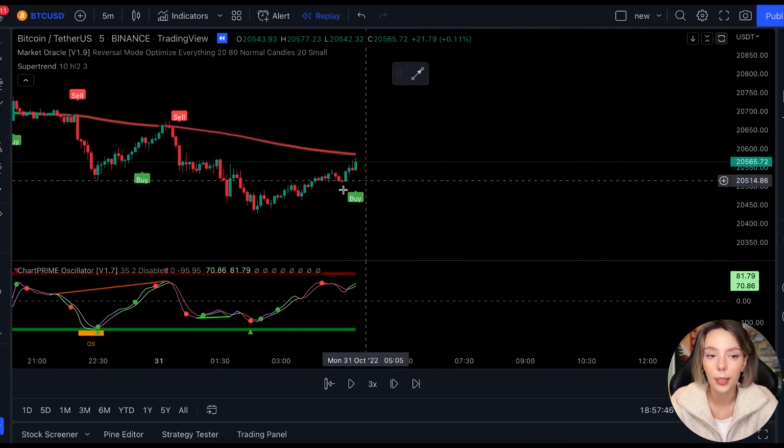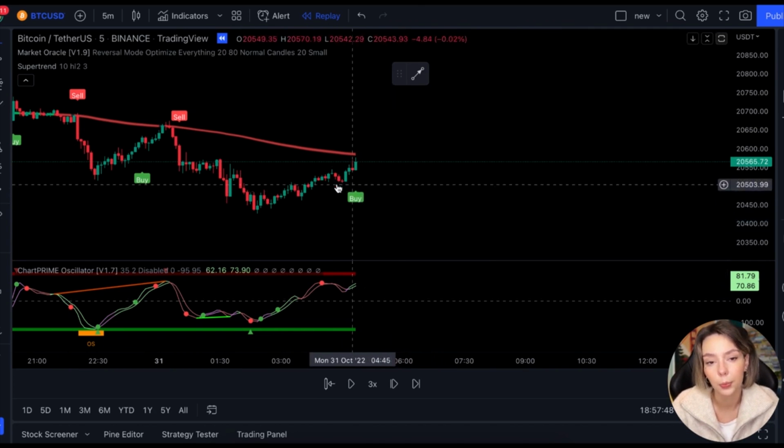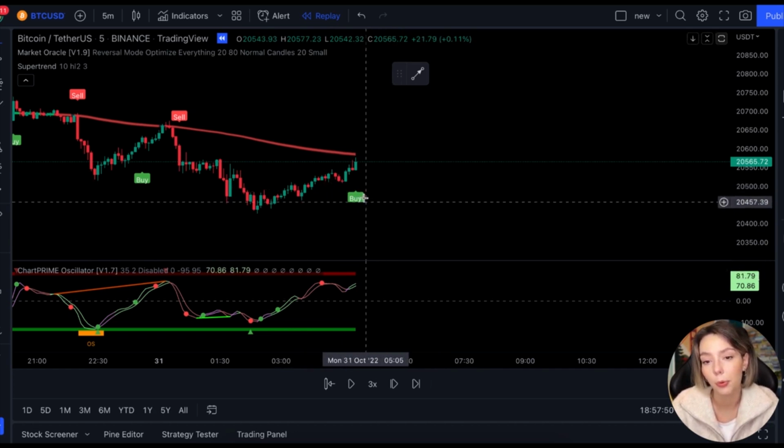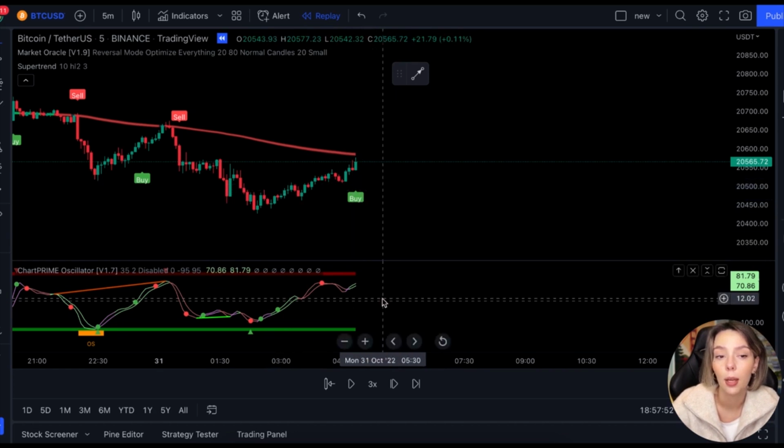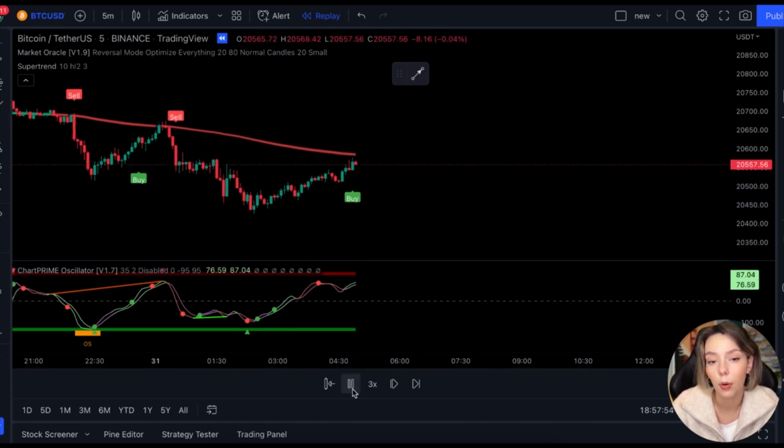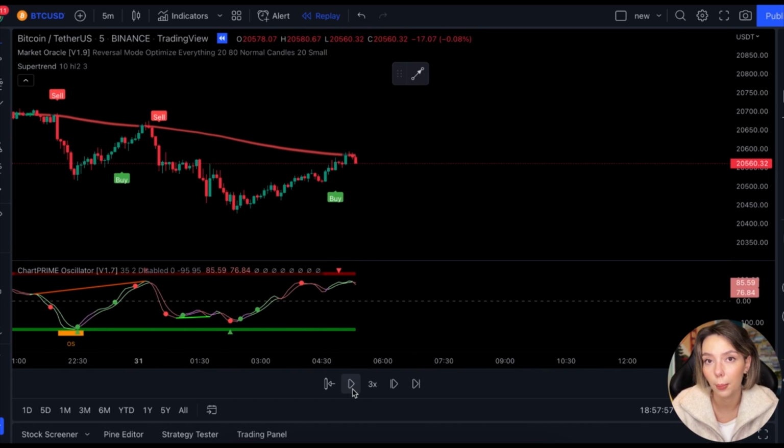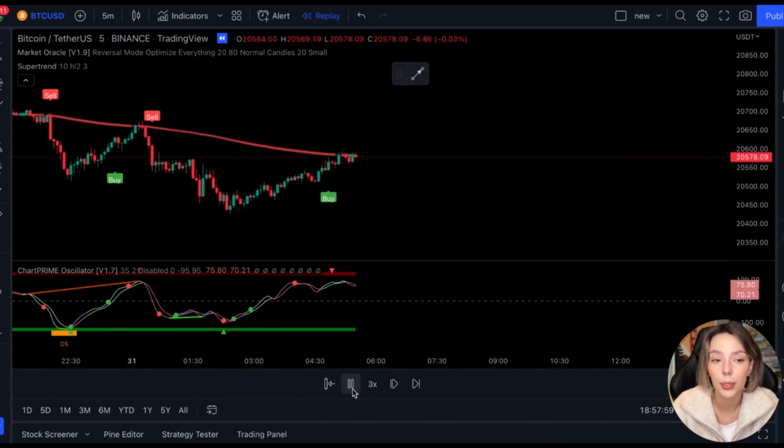Again, a signal to buy, we ignore it because we still have a downtrend. The price is below the reactor line and the reactor line is red. So far we are not considering a buy setup. We are waiting further.